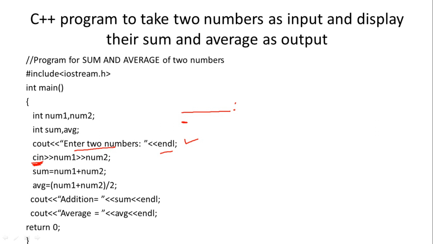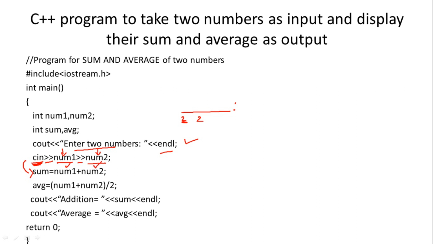The cin syntax is cin, then the extraction operator, num1, again the extraction operator, num2. It indicates that the user will enter two values. The first value that the user enters will be stored in num1, and the second value will be stored in num2. Whenever the user enters two values, then and only then will control go to the next statement. For example, the first statement is printed, enter two numbers, colon, control is here, and the user enters two values, for example 2 and 2. So 2 will be stored in num1, and the second 2 will be stored in num2.